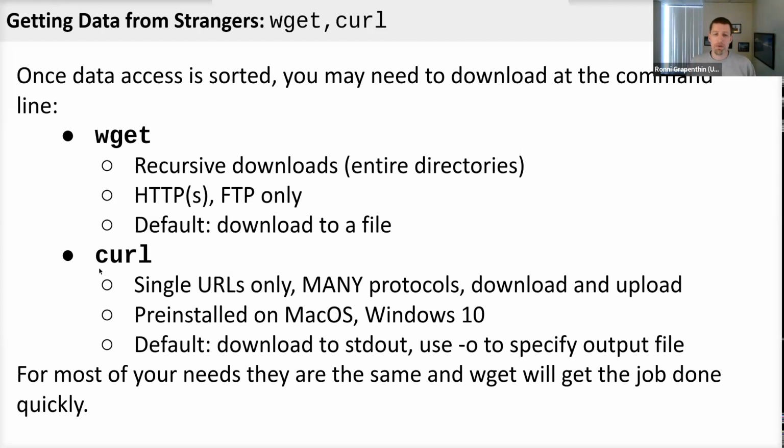Curl works on single URLs only, so you cannot give it an entire directory. For recursive download, you have to specify each file individually, but it supports many more protocols than just HTTP and FTP. You can download and upload with curl. It is pre-installed on Mac OS and Windows 10, and the default application is download some data, and it is going to get dumped to standard out. So you do need to specify with -o an output file the downloaded material should get saved to, otherwise it's just going to end up on your screen.